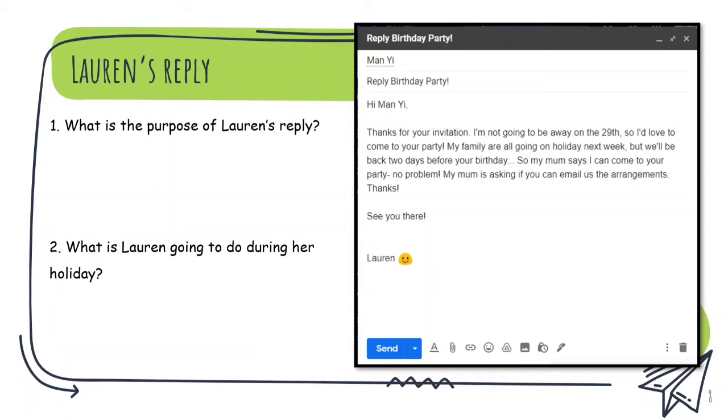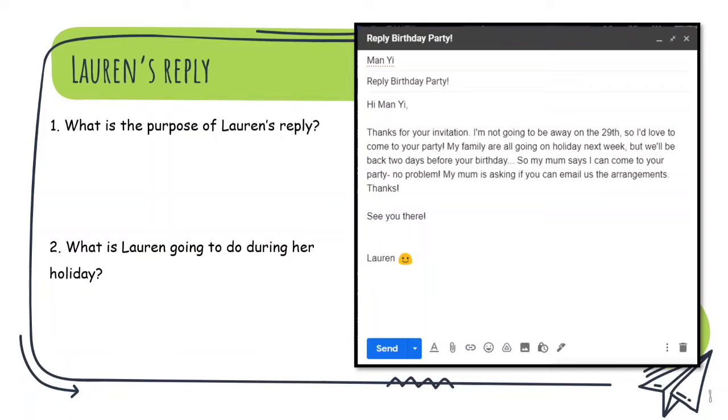This is Lauren's reply. Hi Manyi, thanks for your invitation. I'm not going to be away on the 29th, so I'd love to come to your party. My family are all going on holiday next week, but we'll be back 2 days before your birthday. So my mom says I can come to your party, no problem. My mom is asking if you can email us the arrangements. Thanks. See you there, Lauren.